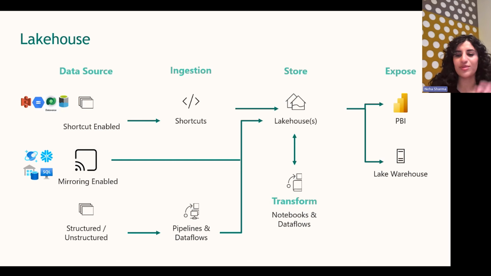For the question in the chat, the difference between mirroring and shortcuts: shortcuts is a direct link to your data source. Mirroring is actually bringing the data into the Lakehouse. That's the difference. We have different capabilities depending on where that data sits. Shortcuts today is enabled for Dataverse, Azure SQL, ADLS Gen 2, Amazon S3, all of those different sources. For mirroring, we have the capability of bringing data in from Snowflake, for example, or Azure SQL as well. So it really depends where that data is today.